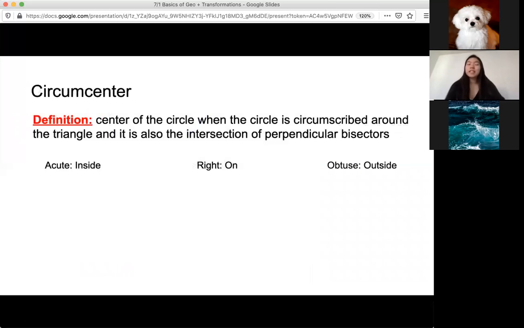So the circumcenter is similar to the orthocenter because it also applies to acute, right, and obtuse triangles. It has the same rules as orthocenter. So the definition of a circumcenter is the center of the circle when the circle is circumscribed around the triangle, and is also the intersection of perpendicular bisectors. So instead of 3 altitudes, it's going to have 3 perpendicular bisectors. And also, there should be a circle drawn around the triangle instead of in the triangle, like incenter.